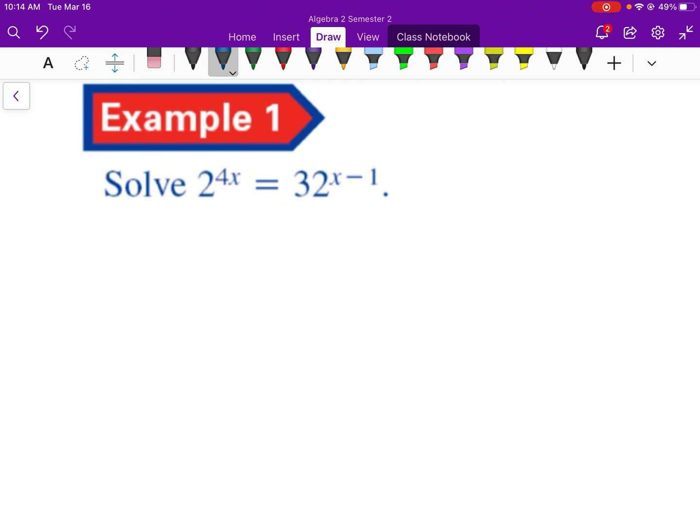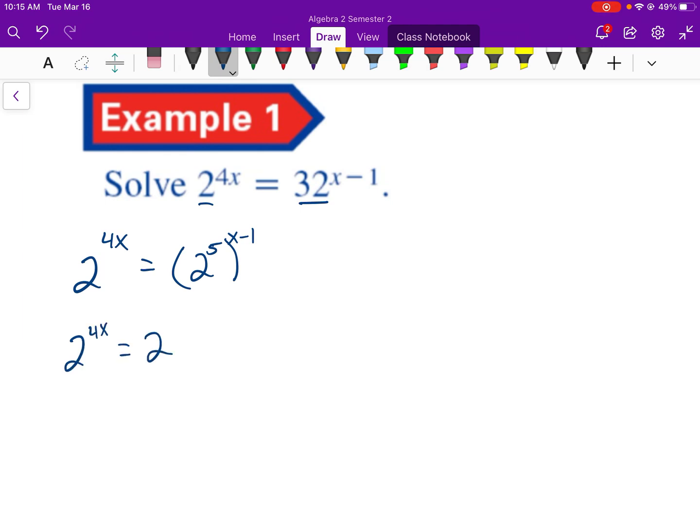Because if I rewrote, it's going to be something real funky. So in these cases, when you've got an exponent on both sides, get the bases to be the same. We got 32 and 2 as our bases. I can write 32 with a base of 2, and that's going to be 2 to the 5th. And we're taking that to the x minus 1 power. So again, that's a power to a power, so we're going to multiply 5 times x minus 1.